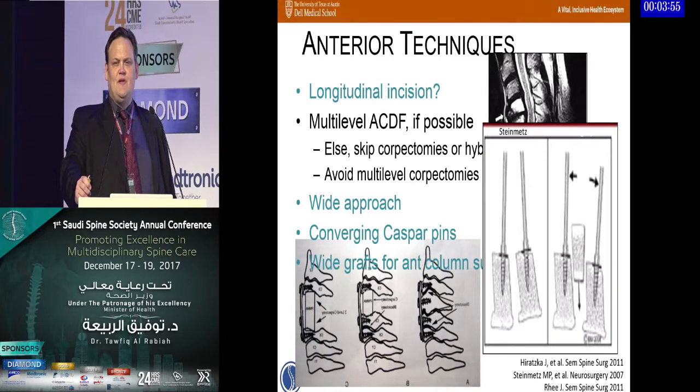Dr. Wang mentioned, but I'm going to emphasize today too, especially in patients with poor bone quality, there's no reason you can't place two Steinmann pins. There's no reason you can't place two Caspar pins. And as you place these pins, working at the disc level and at the pins sequentially, going back and forth, will help prevent pull-out or loosening of those Caspar pins.